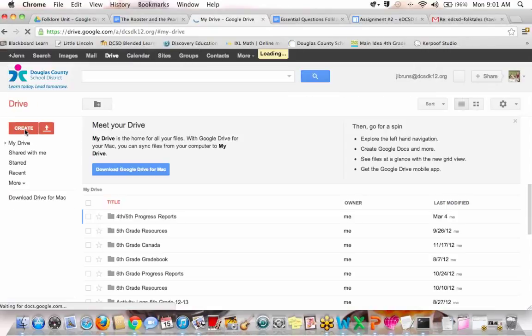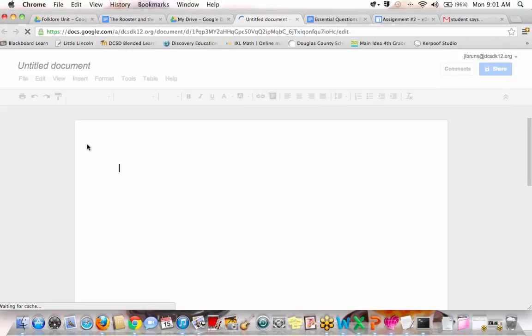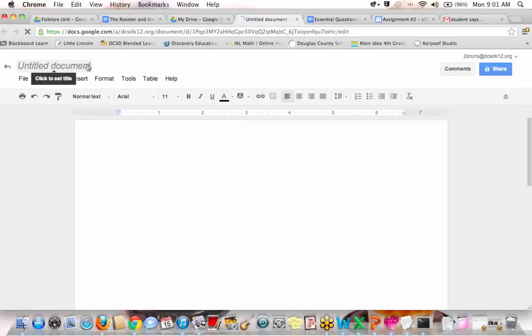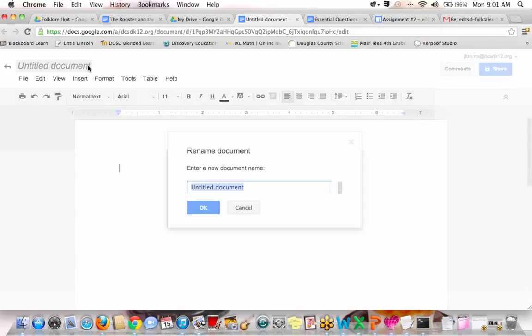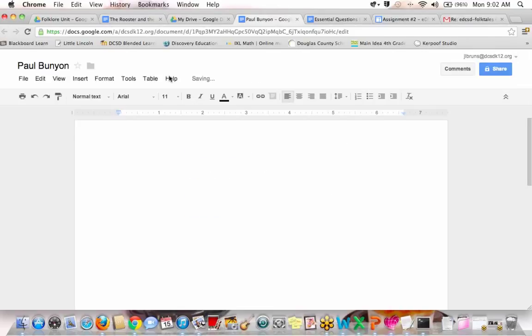Wait, do you mean we're going to create a summary and the Wordle, or just the Wordle as a summary? I would like both. Okay. So let's just say that the name of yours is, I'm just going with Paul Bunyan. We've already looked at Paul Bunyan as a class, but whatever. Then you're going to insert your Wordle, and then add your summary, and we will share those together.